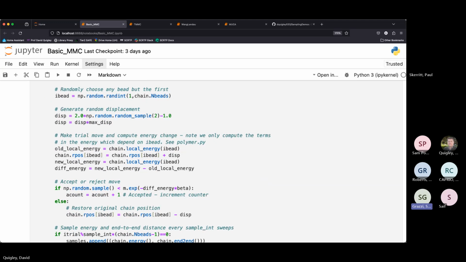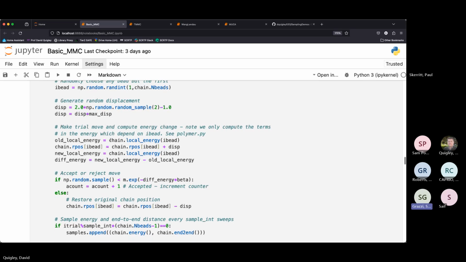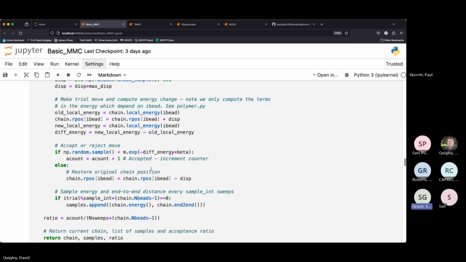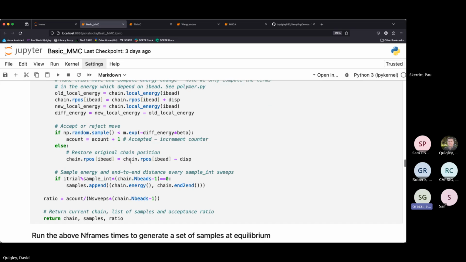Generating a random displacement, so just a random displacement in X, a random displacement in Y, up to some maximum displacement in each direction, which I'm calling max disp. Then this is the function that computes just the contribution to the energy that involves the randomly selected bead. I then make the move, I recompute that energy contribution, and then compute the change in energy, and accept or reject it according to the Metropolis criteria. If I reject it, I put the bead back where it was.